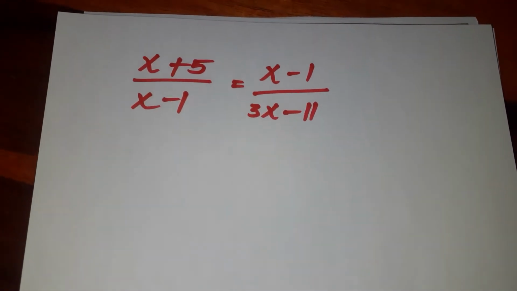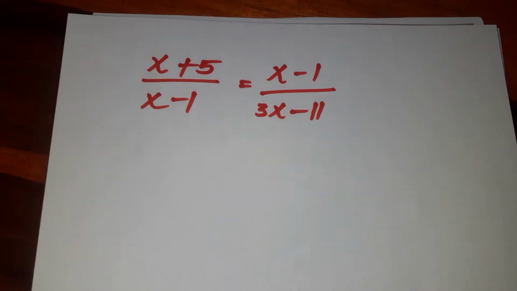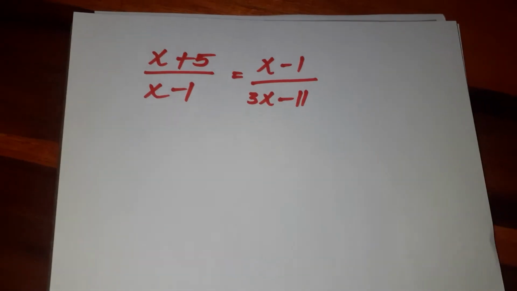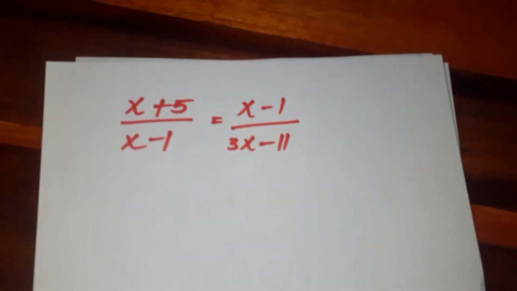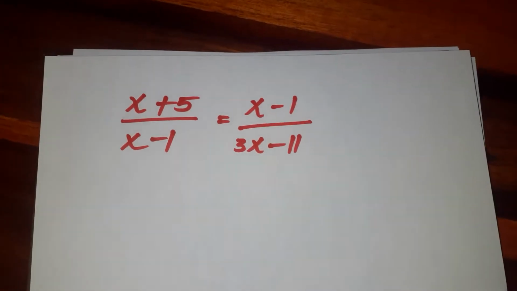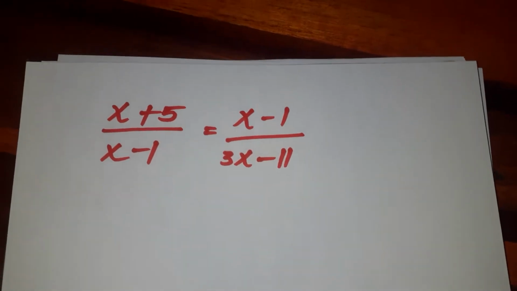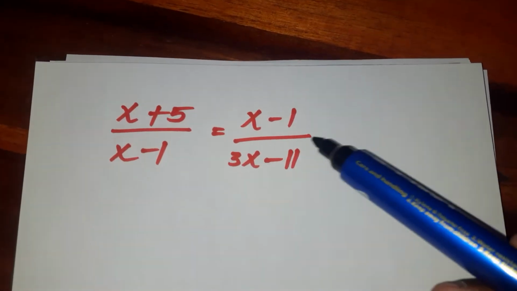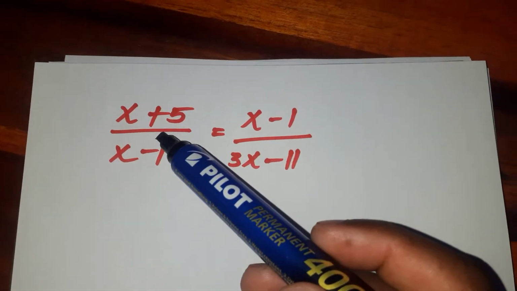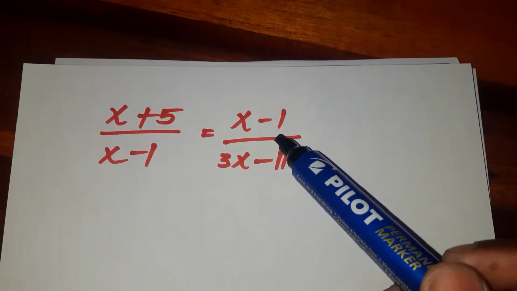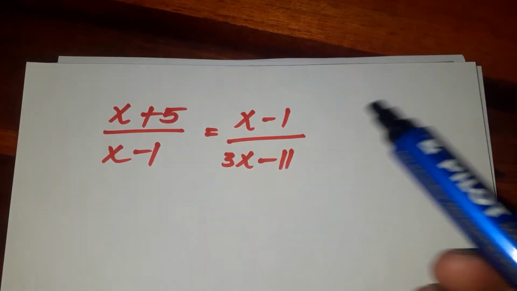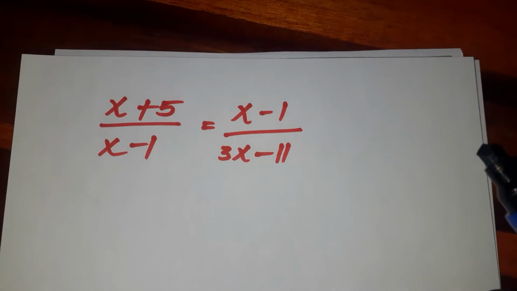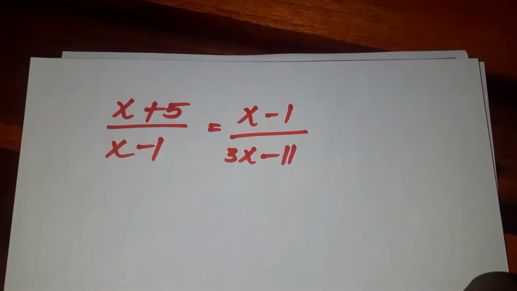Today we're looking at solving equations that involve fractions. Before we do this, first we need to recall that when we have a fraction on this side equal to the fraction on the right hand side, in order for us to solve this, we have to cross multiply.